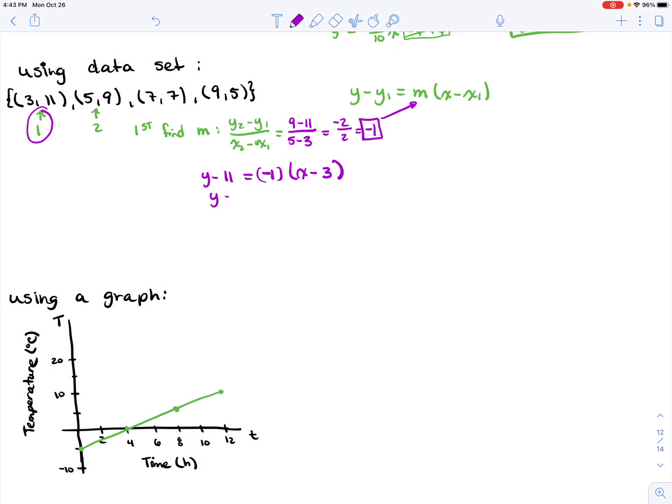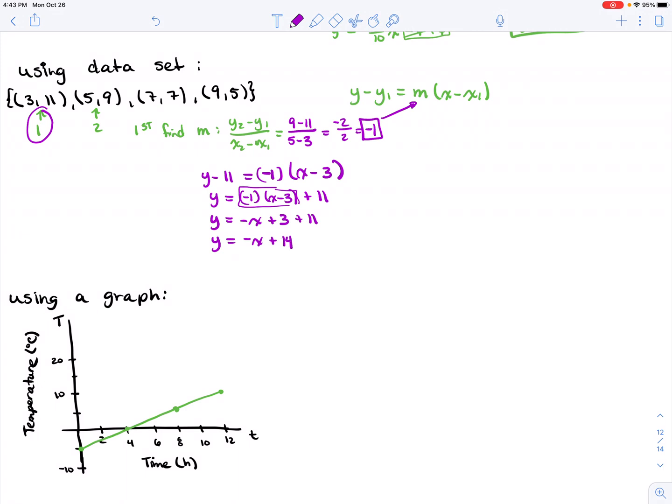So I'm going to go ahead and simplify this. So I have minus 1 times x minus 3. I'm just going to add 11 to both sides just to move that over, and then I'll deal with this part here. So I have y equals minus x plus 3. Then I have still my plus 11. So finishing simplifying, I have minus x plus 14.